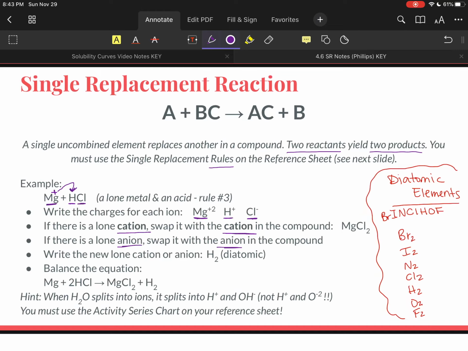Usually your new lone cation or anion, whatever it is that's now been kind of bumped out of the way, you're going to write it as diatomic most of the time. Now, sometimes you won't. There are some that you won't have to do this with, but there are 7 diatomic elements. So you'll need to kind of memorize these.